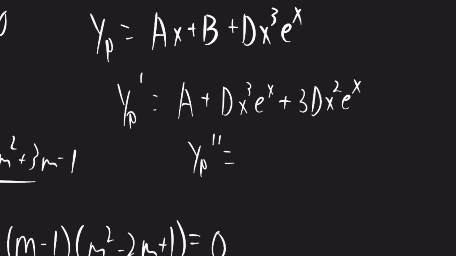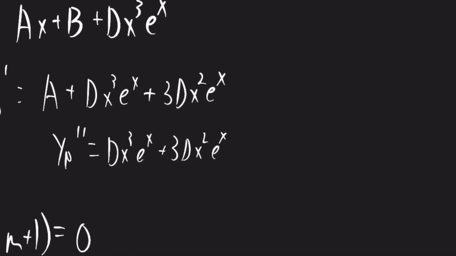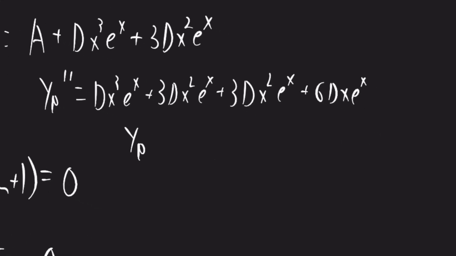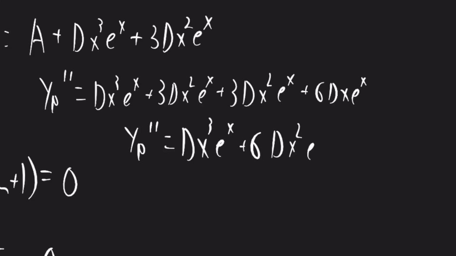Yp double prime will be equal to, the derivative of a constant is 0, so that a will be 0. For this next term, I'll use the product rule again. We'll have dx cubed e to the x plus 3d x squared e to the x. For the second term, I'll also use product rule. We'll have plus 3d x squared e to the x plus 6d x e to the x. Two of these terms will combine, so yp double prime will be equal to d x cubed e to the x plus 6 times d x squared e to the x plus 6 times d times x e to the x. We can take the derivative once more.